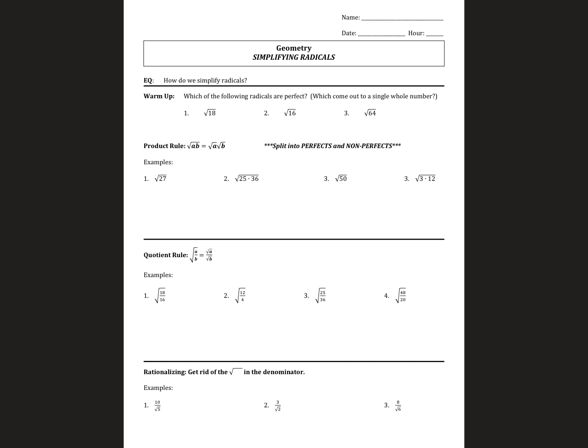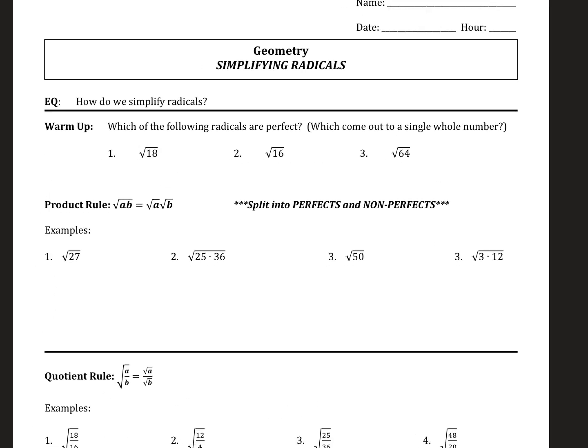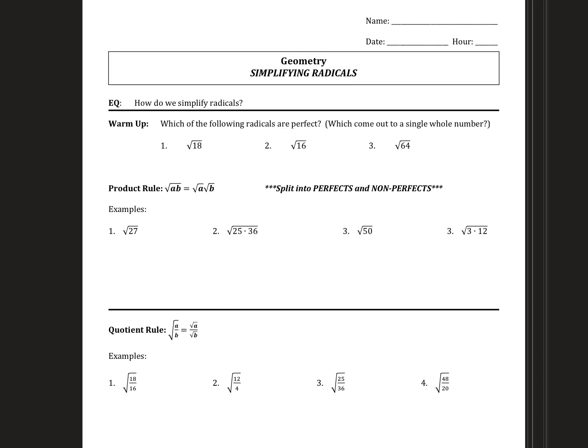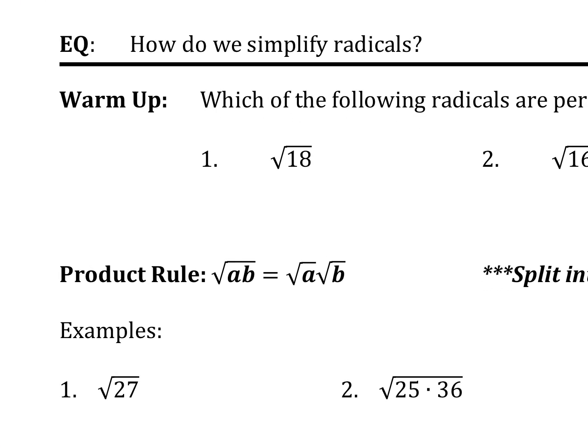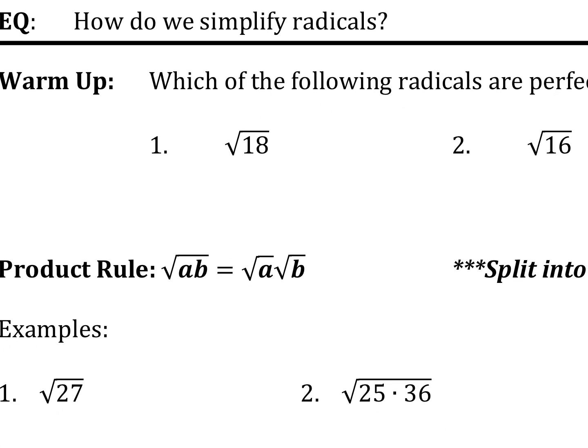Okay, so why don't you guys go ahead and do the warm-up here? It says, which of the following radicals are perfect? It says, which come out to a single whole number. So why don't you guys pause the video and see how you do. All right, number one, what do you think? Is square root of 18 a perfect square?